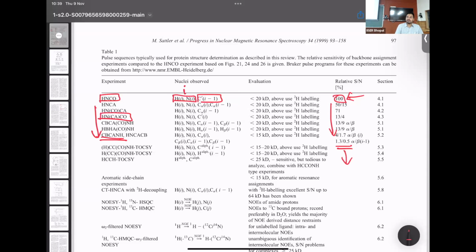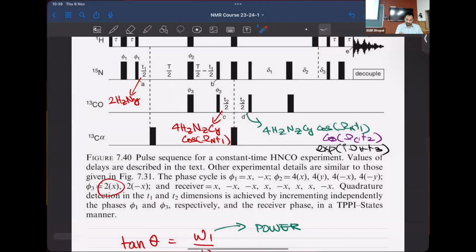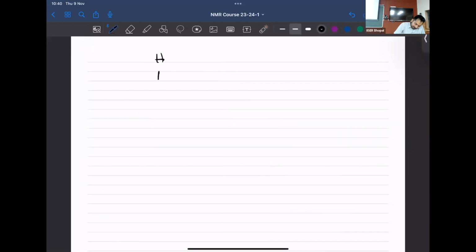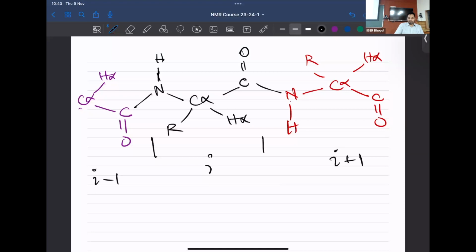What is this HNCACO experiment? The HNCACO experiment correlates the HN of the ith residue to the ith carbonyl itself. Okay, and that's going to be an interesting experiment where, let me draw the residue again. H, N, C alpha, H alpha, R, C O. So this is the polymer.